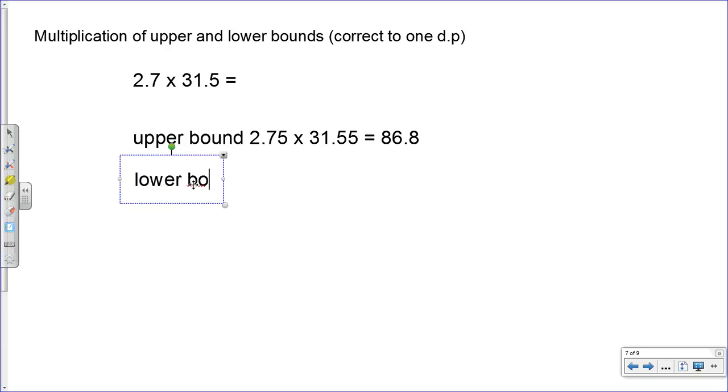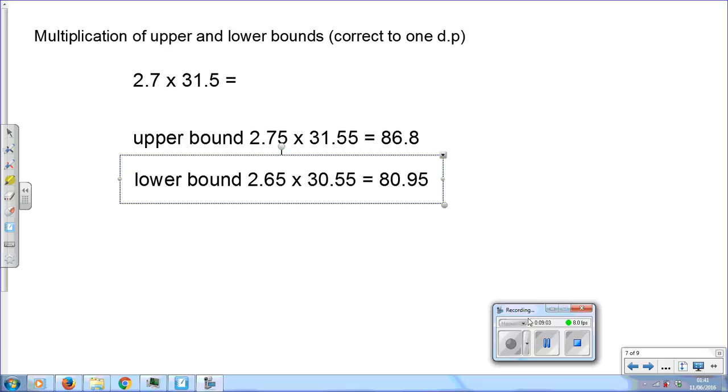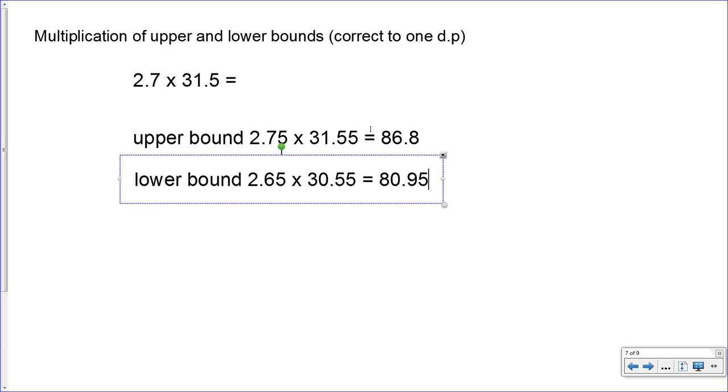And the lower bound answer would be 2.65 times 30.55, and that would equal 80.95. Now remember, we want this to one decimal place. So if we made that to one decimal place, that 80.95 would become 81.0. So your actual answer here is 81.0.